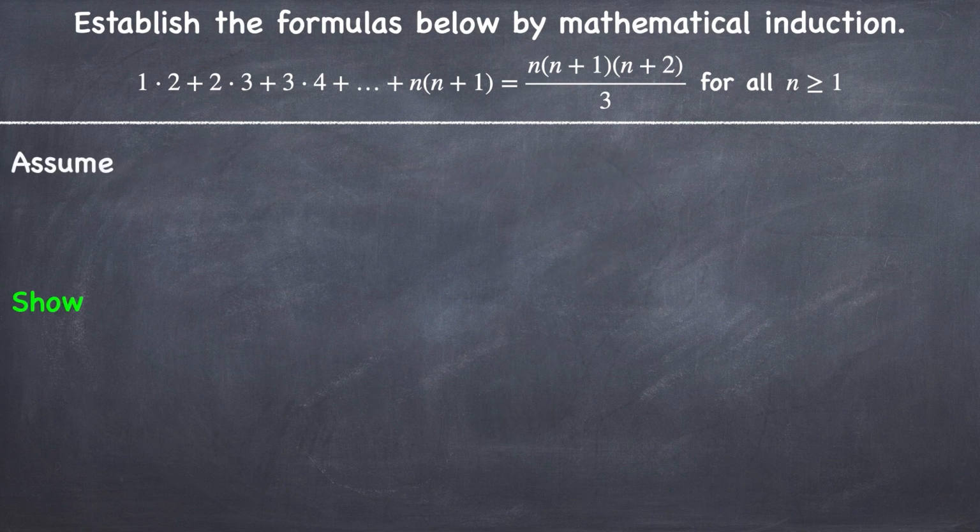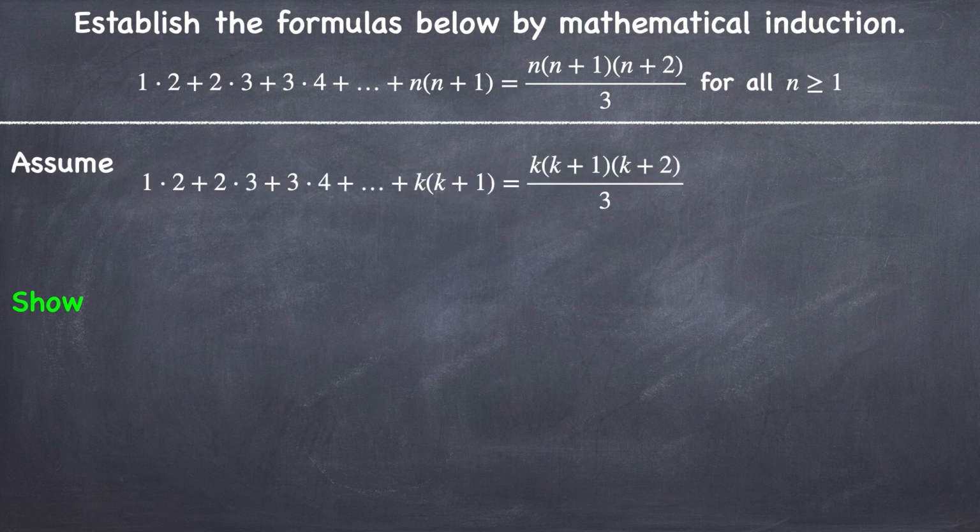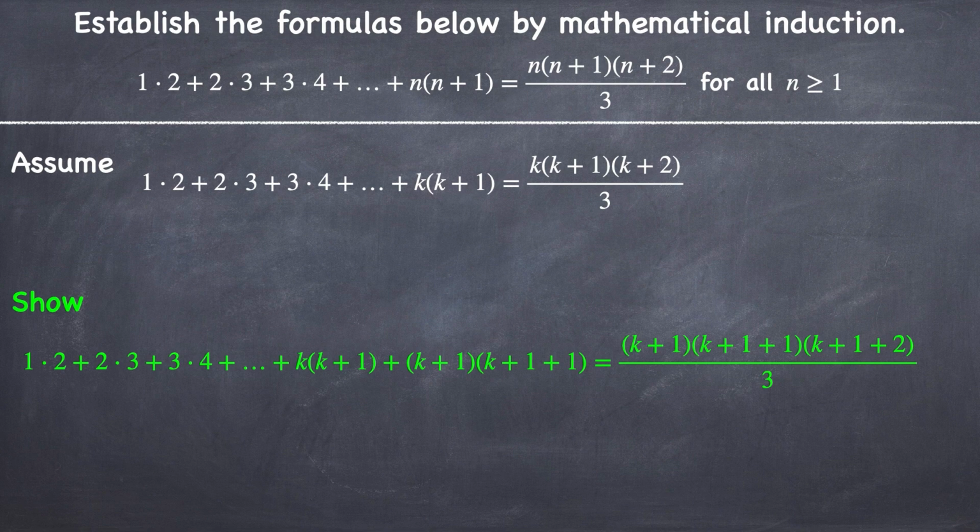For the inductive step, we're going to assume that our formula holds for some value k. So here I've plugged in k instead of n into our formula, and then we want to, using what we assume, show the following, where instead of using k, I'm using k plus 1. So everything in white, I've replaced k with k plus 1, and that's how I've gotten the formula in green.